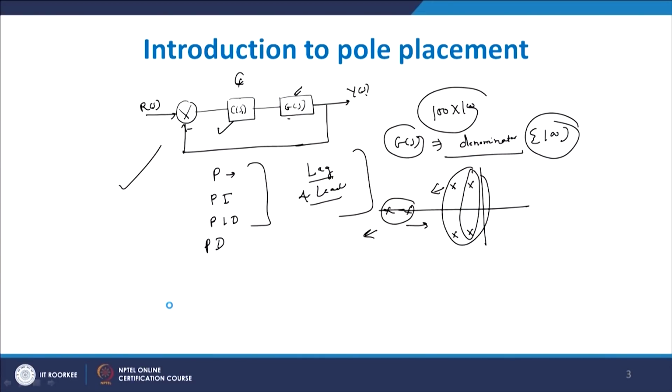But in most of the times we do not have the resources. So, in that case classical control is far better, because classical control depends upon the input R(s) and output Y(s), whereas if you go for state space, we have to measure all the states which are involved in the system.